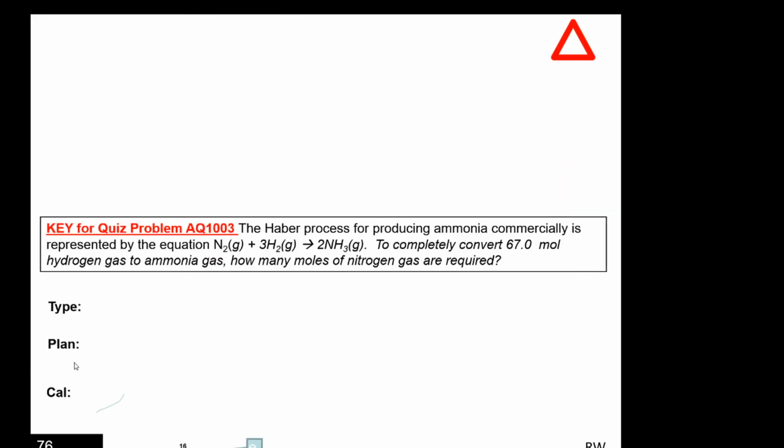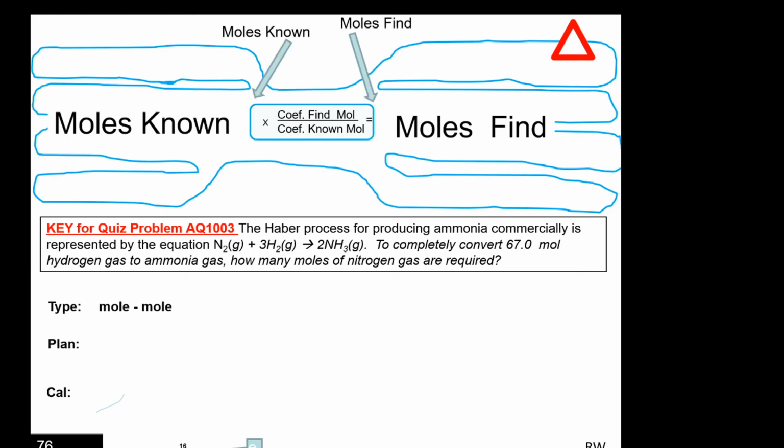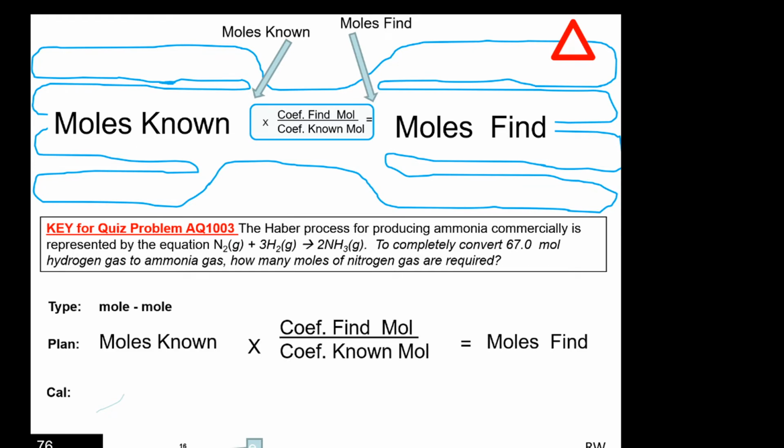Okay, so let's take a look at this. It's the same problem. I just made it a little smaller. So there's room. So this is another mole-to-mole problem. So you're interested in the core part of the stoichiometric equations. In order to find those moles you're looking for, you take the moles of the known and multiply times the mole ratio. You're looking for moles of nitrogen from 67.0 moles of hydrogen. So your mole ratio will have moles of hydrogen in the denominator and moles of nitrogen up top.